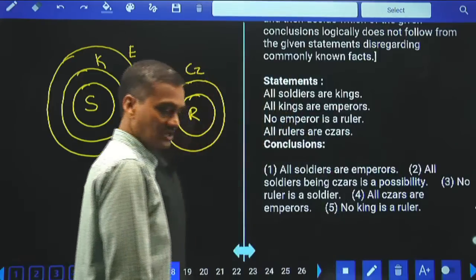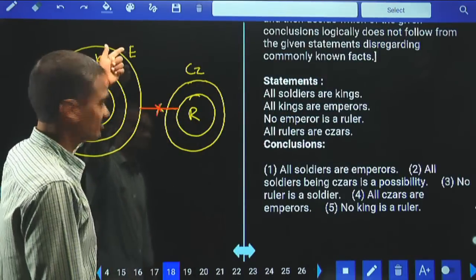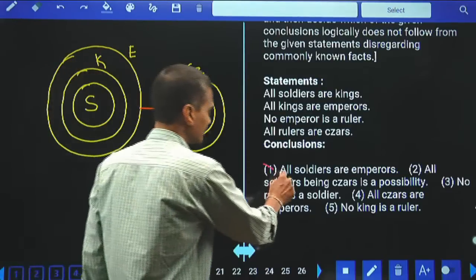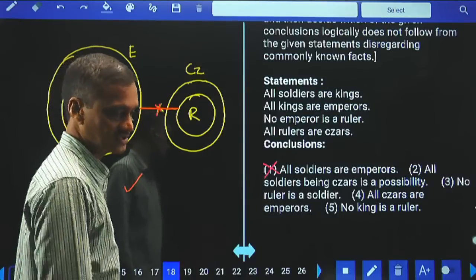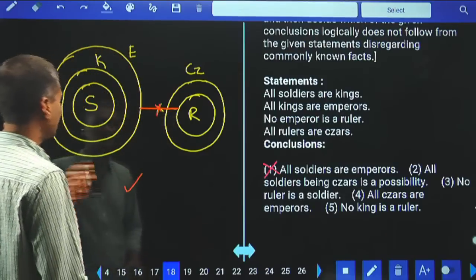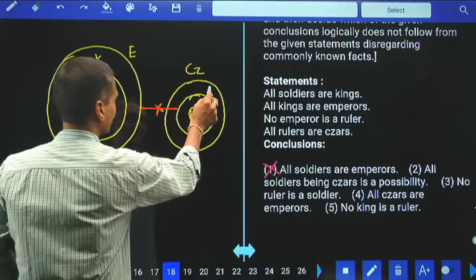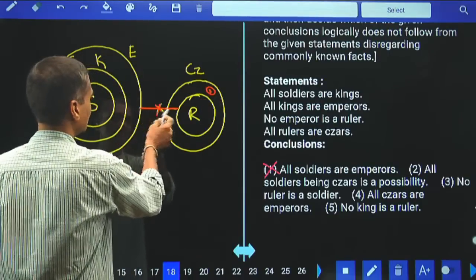Now, all soldiers are emperors. All soldiers are emperors is definitely true. As it is true once, it cannot be 100% false. False means it cannot be true at least once. Then second, all soldiers are czars is a possibility. This entire soldiers can be czars, isn't it? Now tell me, can I bring my soldier like this or not? Yes. Soldier should not be intersected with this one.